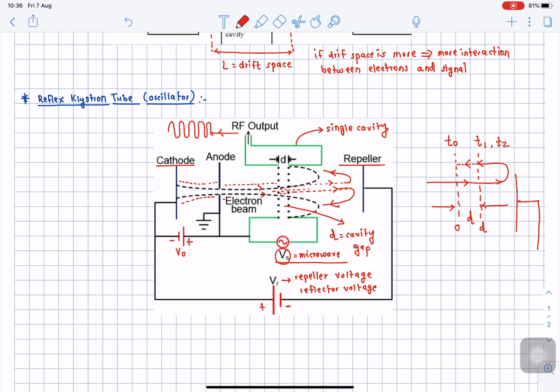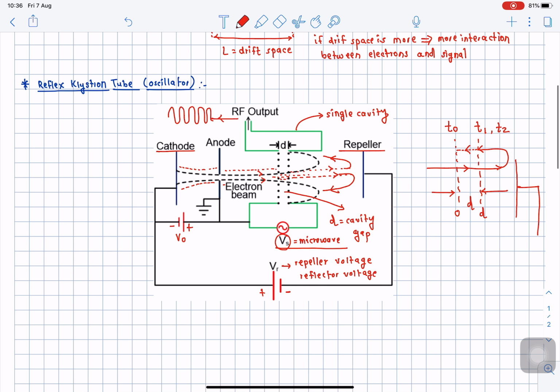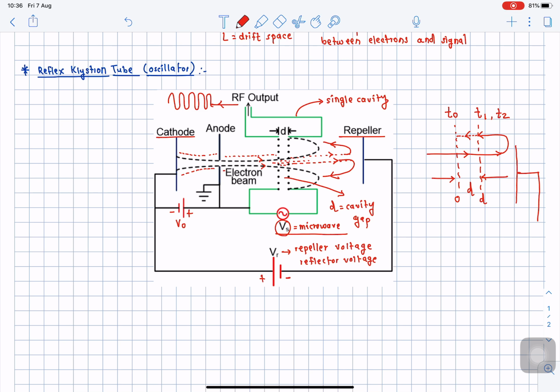So here again, the reflex klystron is dependent on the bunching process. As we saw the bunching process in the case of a two cavity klystron, the working principle of this reflex klystron is also dependent on the bunching factor. So the way in which we derived the mathematical equation for the bunching factor and the transit angle of the two cavity klystron, here also we will have that short derivation, and through this derivation we will evaluate a mathematical equation for the bunching factor in the reflex klystron. So let us go ahead with that.